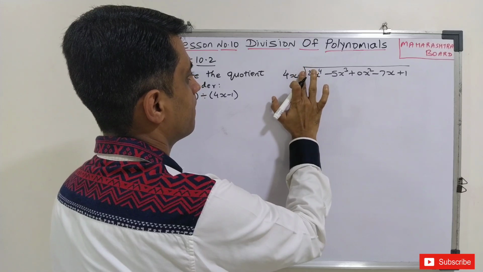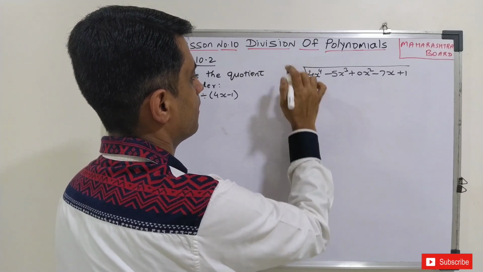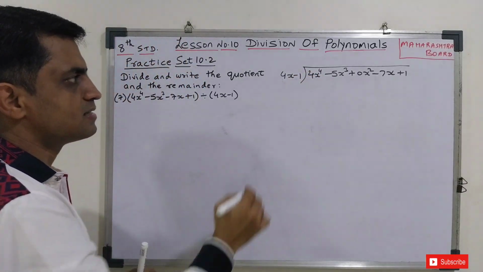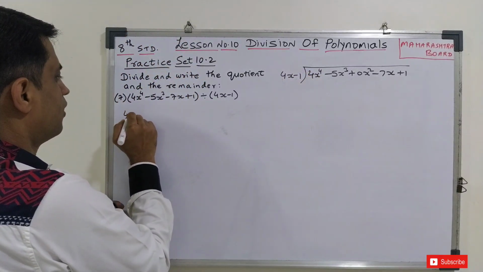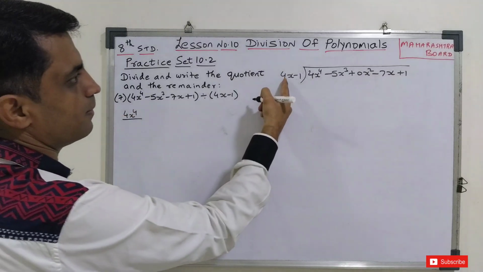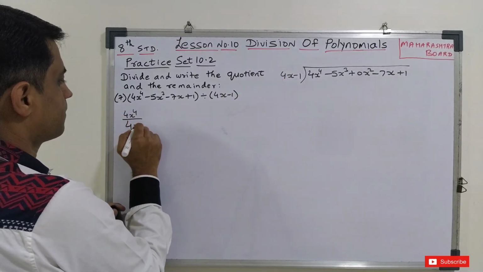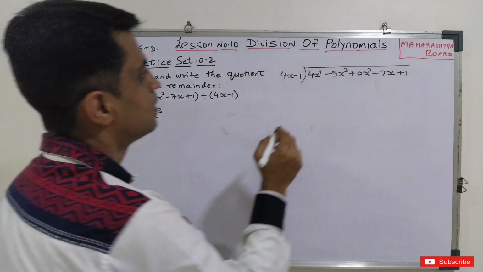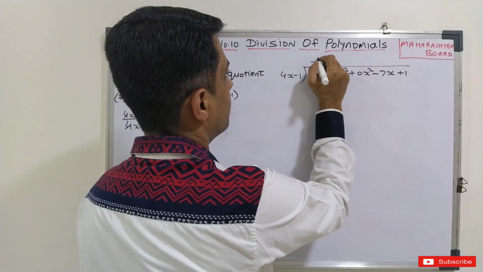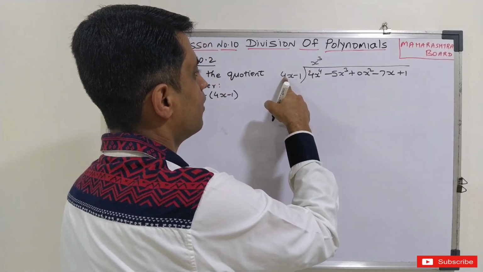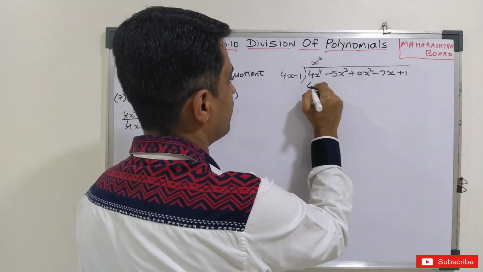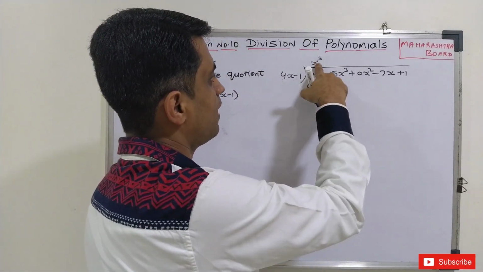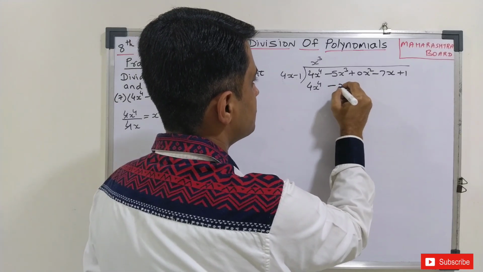4x minus 1. Now let us divide. 4x raised to 4 divided by 4x. 4 will get cancelled, you will get x cube. So first we will write x cube. Now 4x into x cube is what? 4x raised to 4. Then minus 1 into x cube is what? Minus x cube.